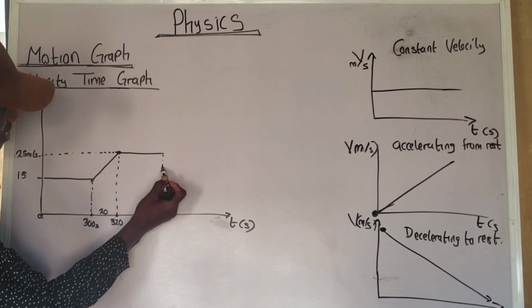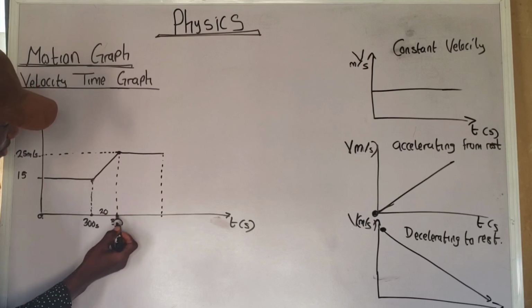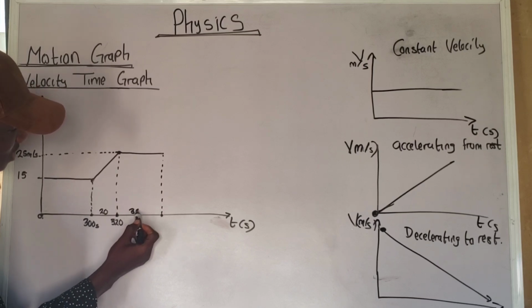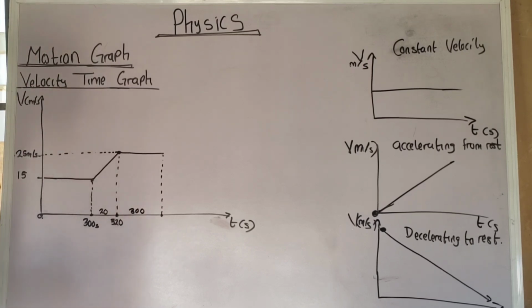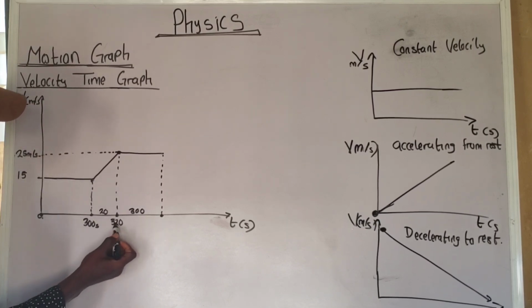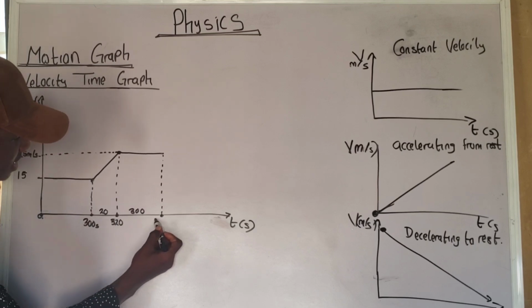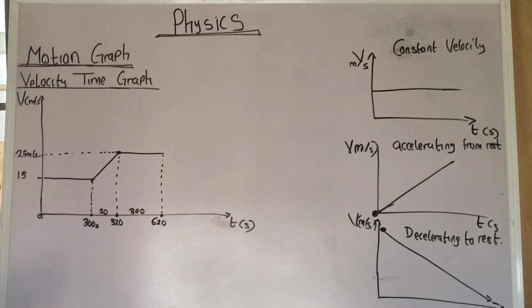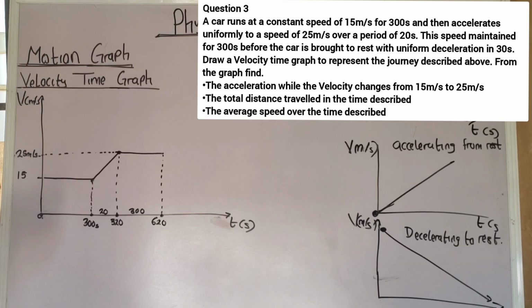Now the distance between this point and this point is 300 seconds. So the distance from the start to this point will be 300 plus 320, that is 620. Do you understand? Okay, now let's proceed with the question.